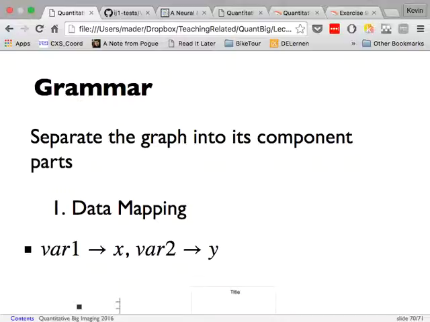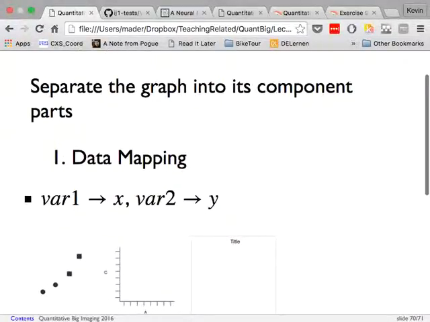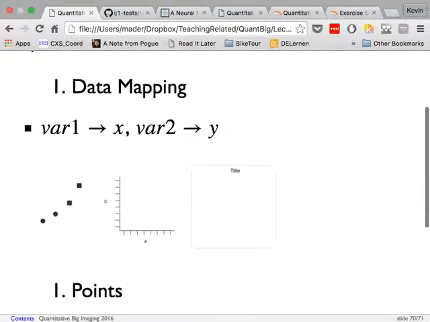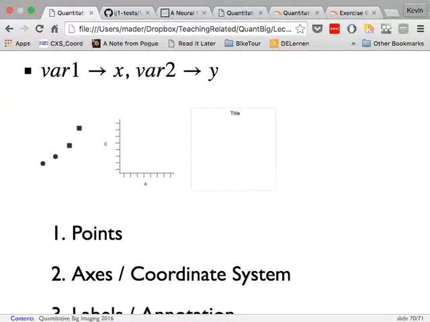The basic idea for the grammar is that you have this first part, which is the data mapping. How do the variables that you have in your system map to spatial or color dimensions that you're looking at? If you have a system with variable 1 and variable 2, then you can map variable 1 to the x-axis and variable 2 to the y-axis. Then you can decide what you actually show on your plot. Do you show it as points? Do you show it as a line? Do you show it as some other representation?